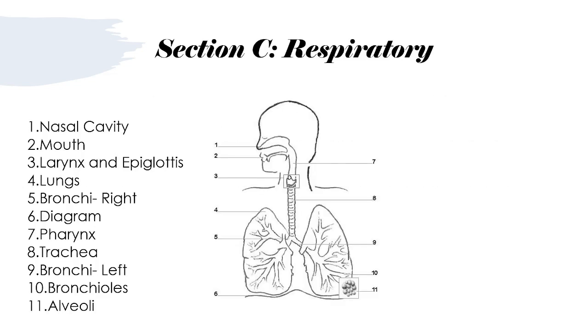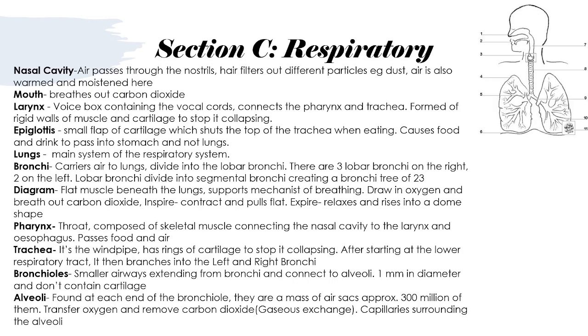Respiratory. There are about 11 key areas you need to know in the respiratory system structure itself. Nasal cavity, the mouth, larynx and epiglottis. Lungs, you've got the bronchi, left and right. Diaphragm, pharynx, trachea, bronchioles and alveoli. They're all linked, they're numbered.